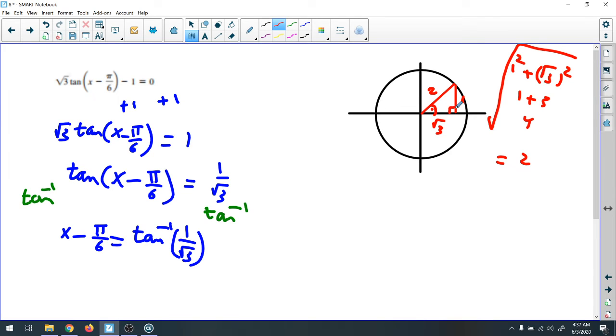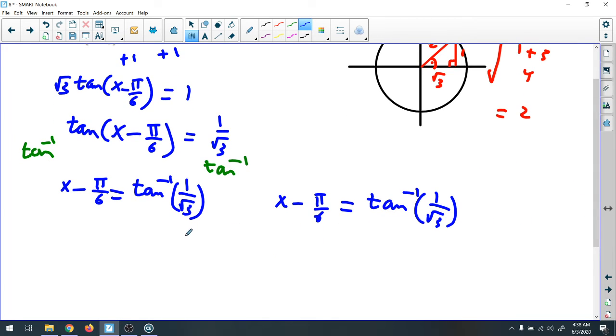Remember, the opposite is half of the hypotenuse. Famous angle, 30 degrees, and 30 in radians is pi over 6. So it's 30 degrees or pi over 6. So one of the solutions, and I prefer to write it down twice: x minus pi over 6 equals tangent of arctangent of 1 over square root of 3.